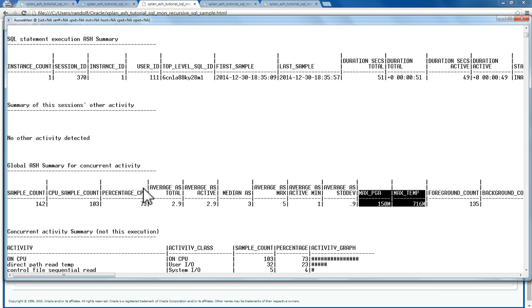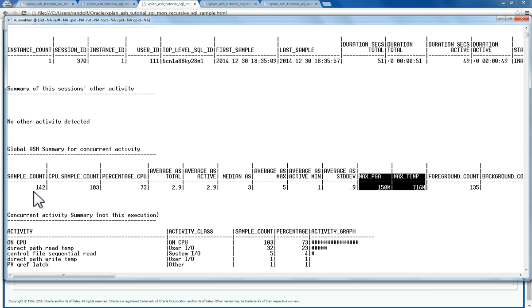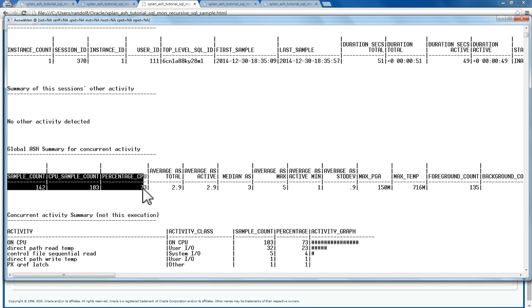So for the concurrent activity, again, you get a global summary. The global summary is simply a one-liner that gives you the high-level overview of all other activity that was found in active session history. That is the nice thing about active session history: it is system-wide, global, but at the same time allows you to slice and dice and drill down to the information that you would like to see. So in this case, I give you a summary here of all the other samples found.